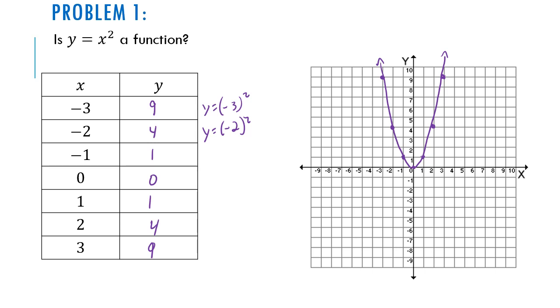You can also tell if something is a function by doing the vertical line test. It's where you draw a vertical line through the graph, and if you hit it one time, it's considered a function, and it has to work everywhere. So if I keep drawing vertical lines, every time I do it, if I always hit the graph one time when I draw that vertical line, it's going to be a function.